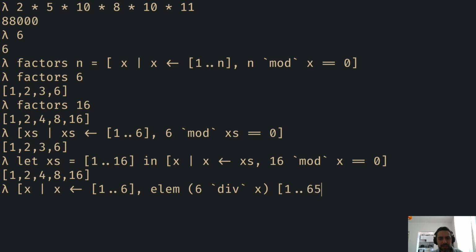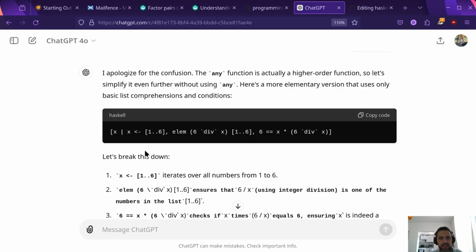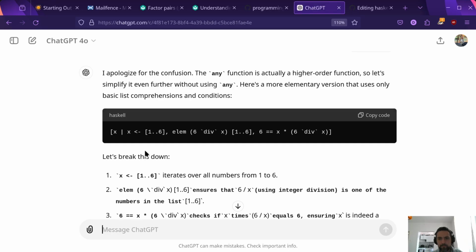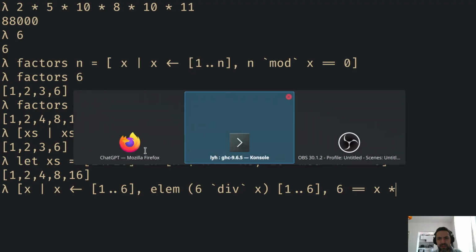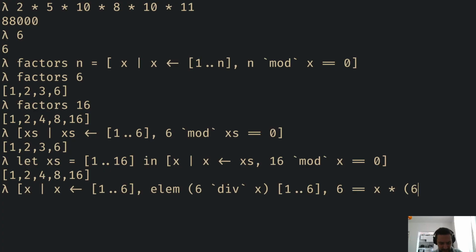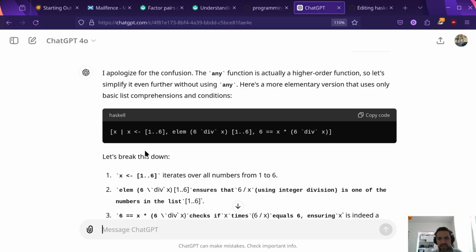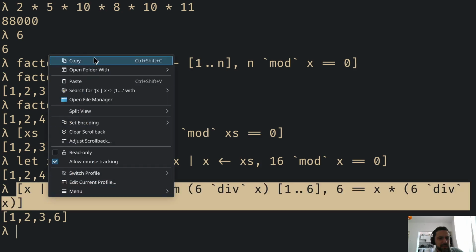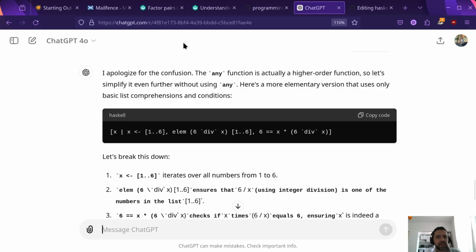1 to 6. There's still way too much typing. And 6 is x times... 6 divisible by x. That's too much typing. Yeah, this is way too much. It's kind of interesting.